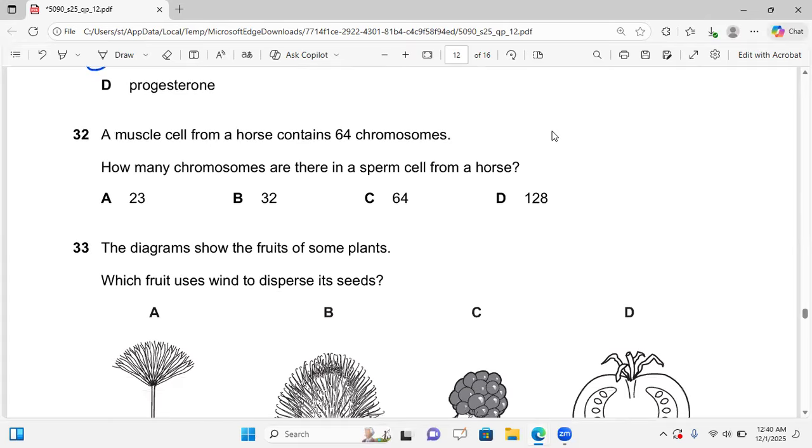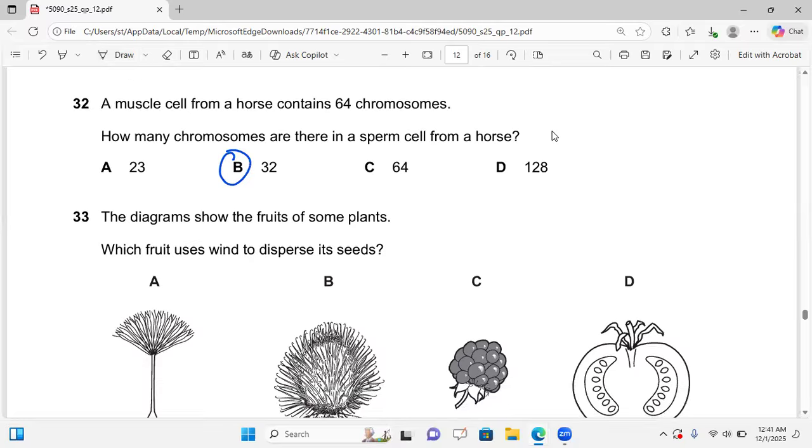A muscle cell from a horse contains 64 chromosomes. How many chromosomes are there in the sperm of a horse? That will be haploid, which is 50%. So we will say 64 divided by 2 is 32. So option B will be perfect for it.